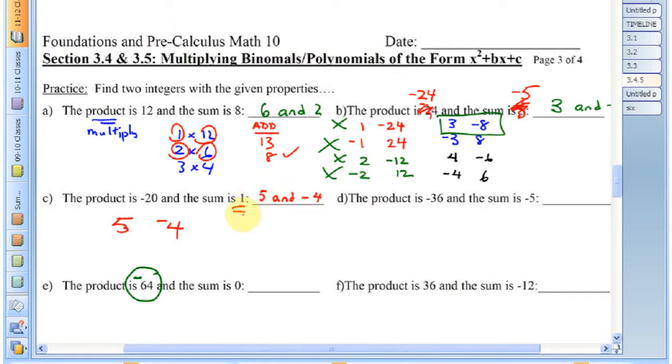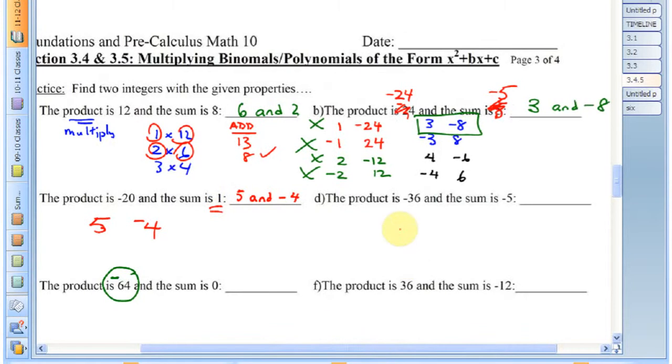Next one here. Think about what times what gives you 36. And the sum must be... Say it again. 9 and 4. Good. And one of them has to be negative, you know because the product's negative. So let's make 9 negative. And that would be right. Good. 9 and 4.